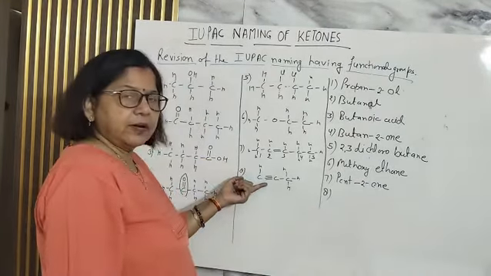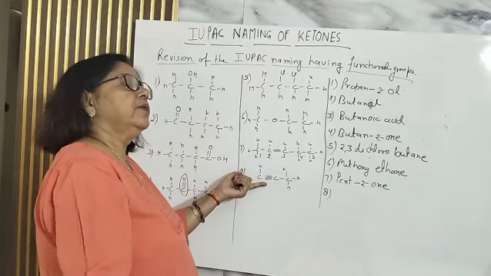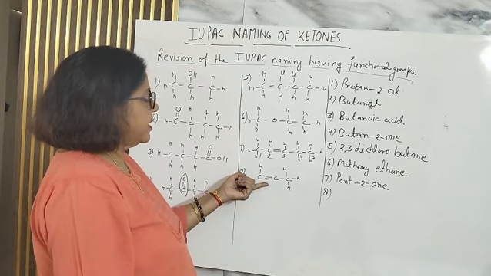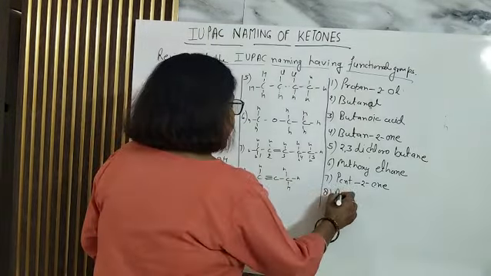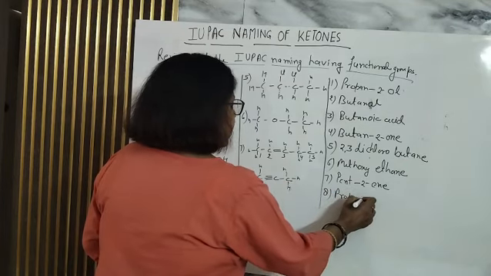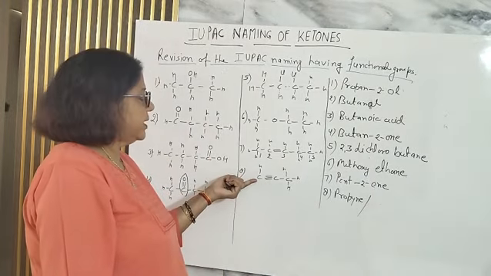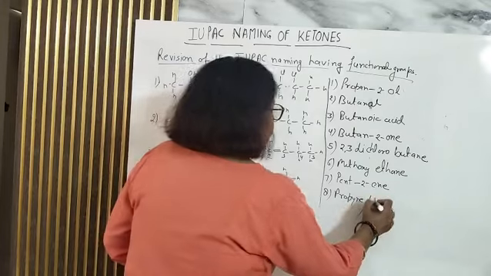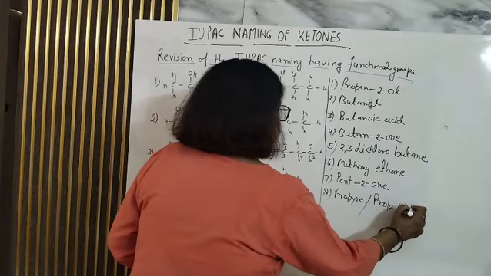Now the next one is the 8th one. Here it is on the corner one, so you can mention the position, or you may not mention the position. It is an yne, so you may write it simply as propyne because 3 carbons are there. Propyne, or you may write it as prop-1-yne, between 1 and 2 it is there. So you may write down prop-1-yne.